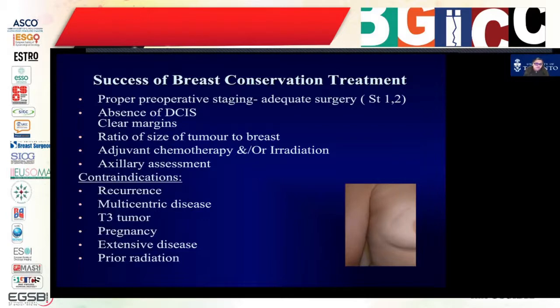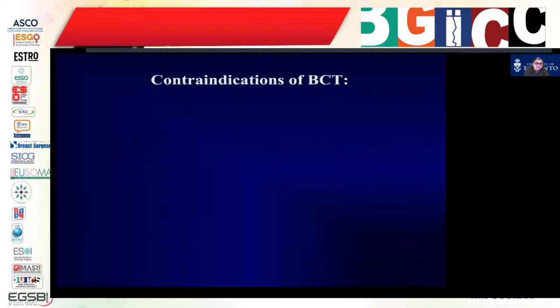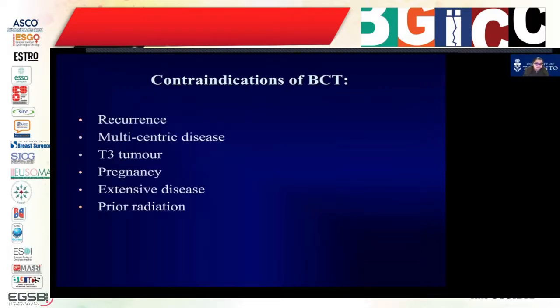What are the contraindications? Contraindications for breast conservation are recurrence, multicentric disease, T3 tumor, pregnancy, extensive disease, and prior history of radiation, because then these women cannot really get more radiation after breast conservation. So that is one of the contraindications of breast conservation treatment.